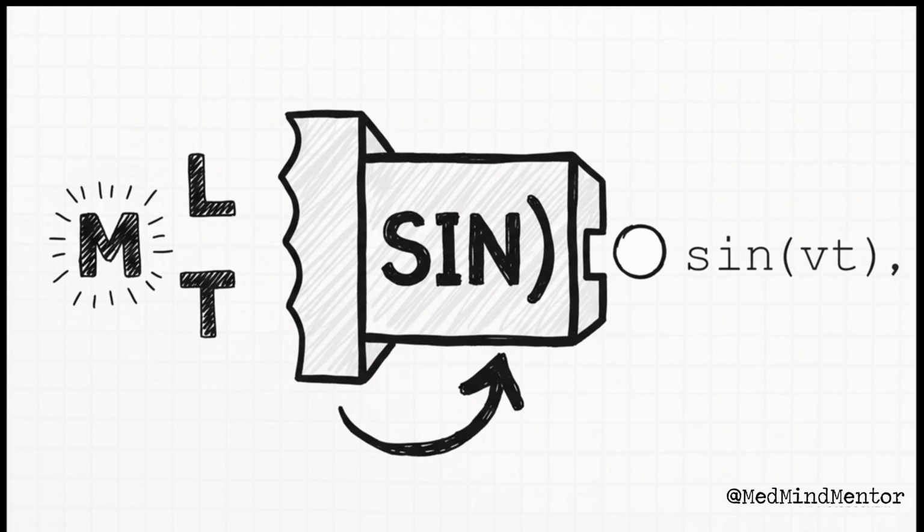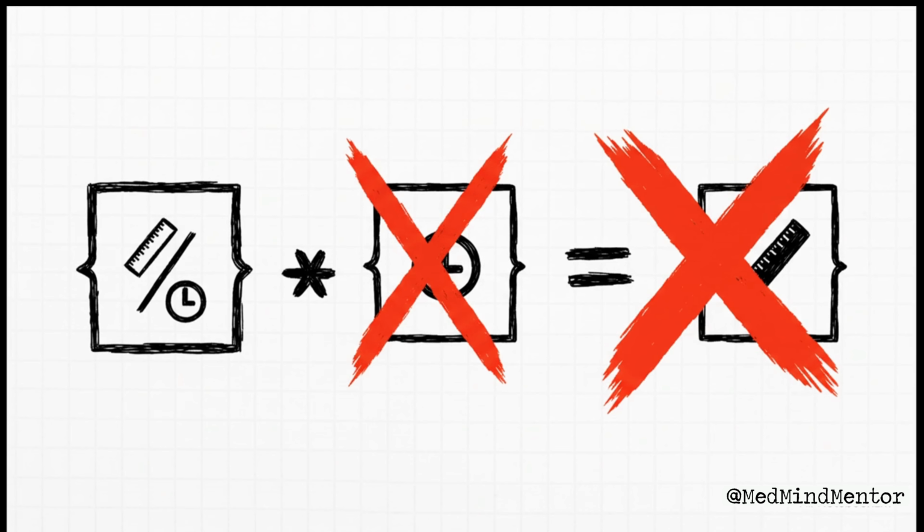Okay, here's a little pro tip that you have to remember. When you see functions like sine, cosine, log, anything like that, they're a bit special. Think of them as machines that only accept pure numbers. That means whatever is inside those parentheses, what we call the argument, has to be completely dimensionless. No units allowed. So let's check the argument here, which is v times t.